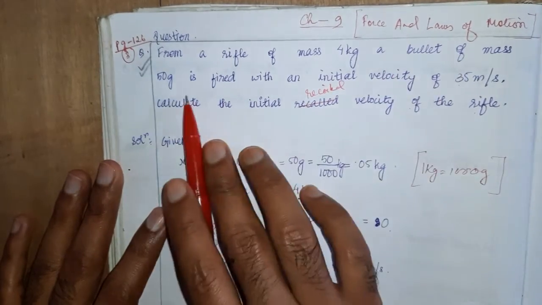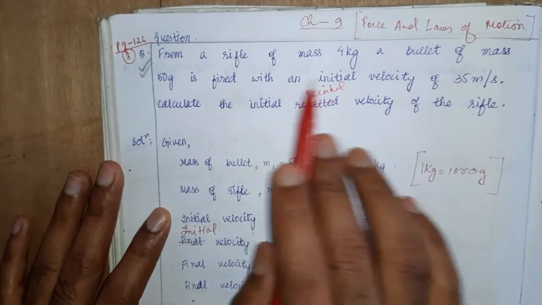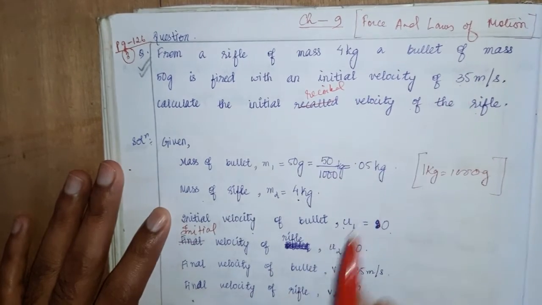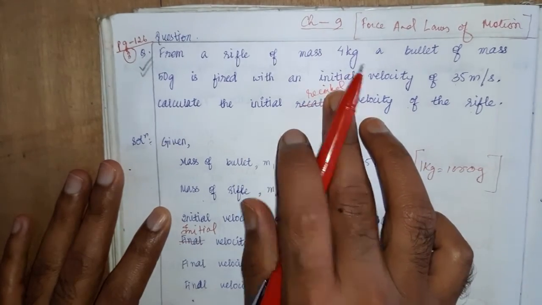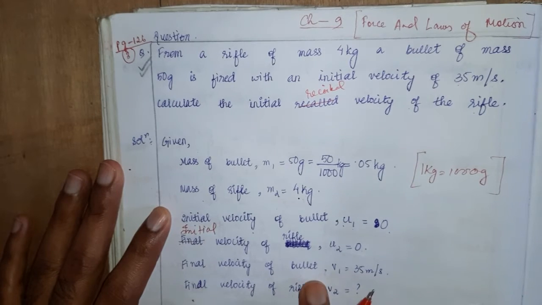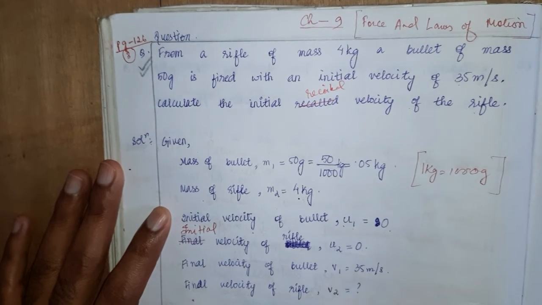A bullet of mass 50 gram is fired with an initial velocity. That means when the bullet is fired, the velocity is 35 meter per second, and that will be the final velocity of the bullet. That is why though it is written here initial, we will be assuming this is a final velocity. So we write final velocity of the bullet, we assume as v1, 35 meter per second.